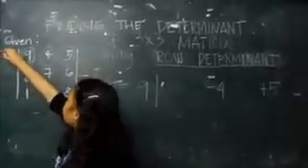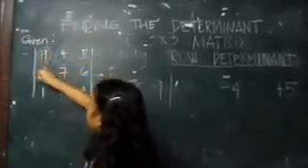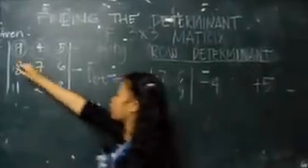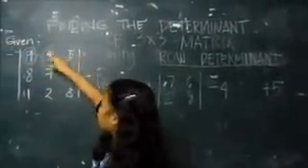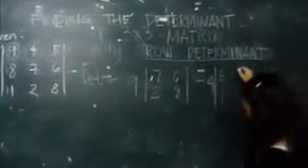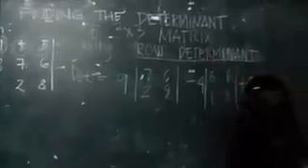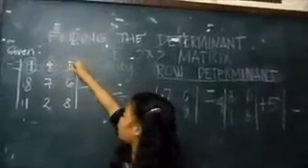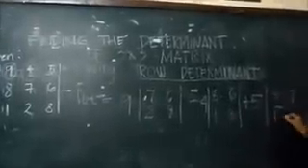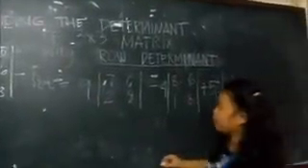For the first element, cross out the first row and the first column, leaving us 7, 2, 6, and 8. For the second element, cross out the first row and the second column, leaving us 8, 1, 6, and 8. And for the last element, cross out the first row and the last column, leaving us 8, 7, 1, and 2. Let's simplify.